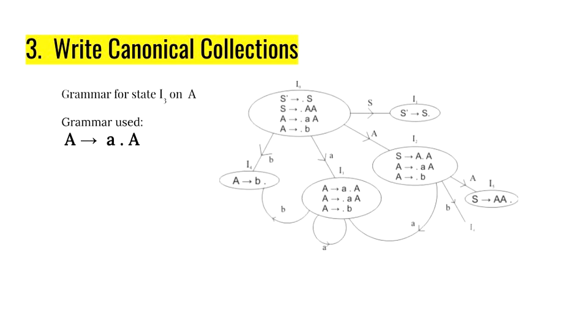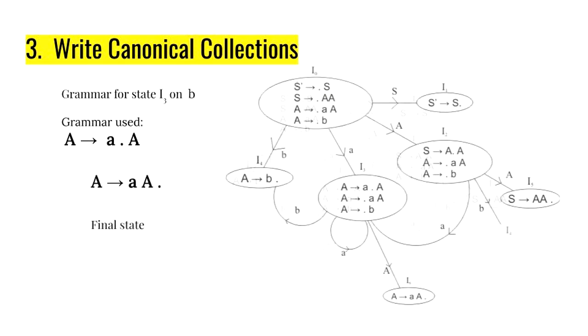Now the grammar A derives a.A. So this grammar is going to become a final state if we give input capital A. So it becomes A derives aA. Again the dot is in the extreme right, so it becomes a final state. We have not seen this state before, so we are going to name it state I6. So this is how we create canonical collections or LR0 parsing automata.